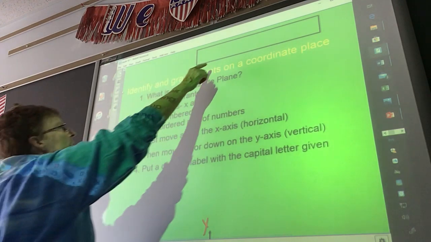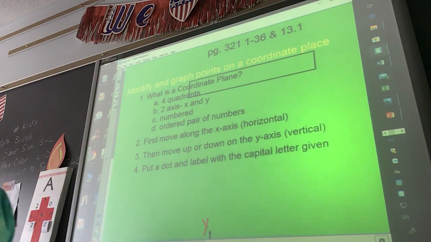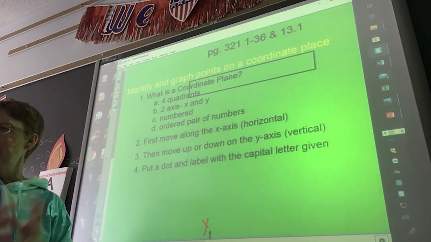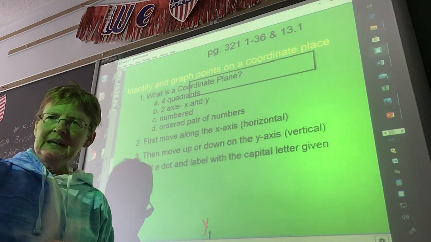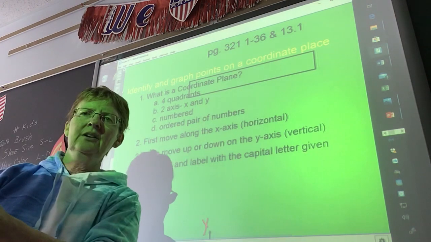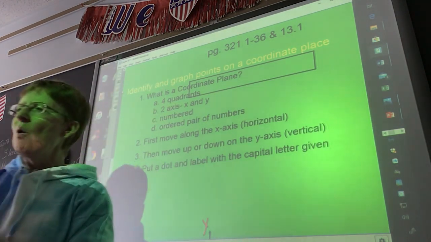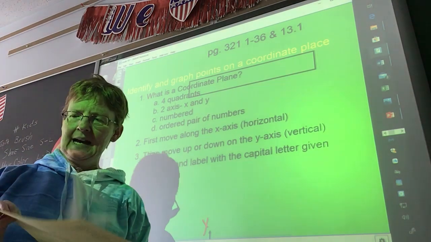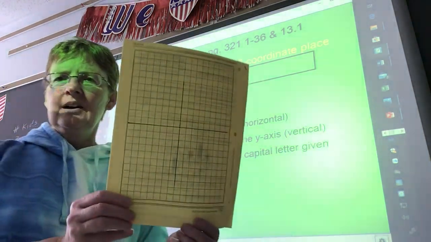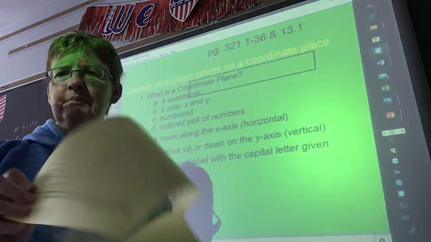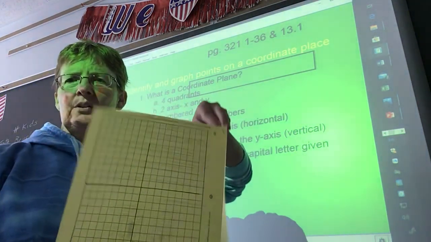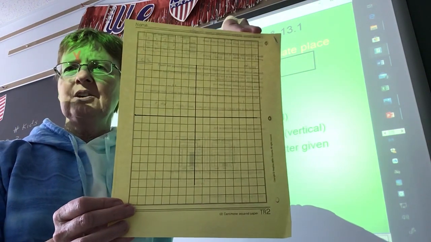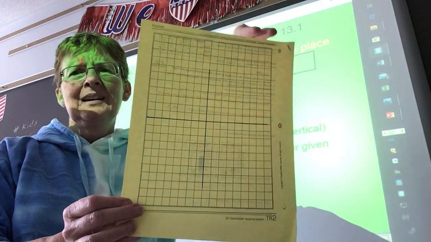And you're going to do page 321, 1 through 36. Most of them are either picking the ordered pair of a letter that's already on your coordinate plane, or you're labeling a spot. Now, when you're labeling a spot, I made a copy of this particular coordinate plane for you, and it's attached. So you can print this off if you want, or you can make your own, but it's got to be neat if you're going to make your own.